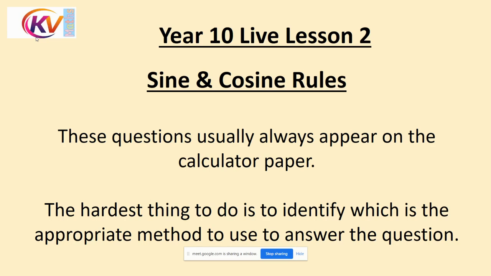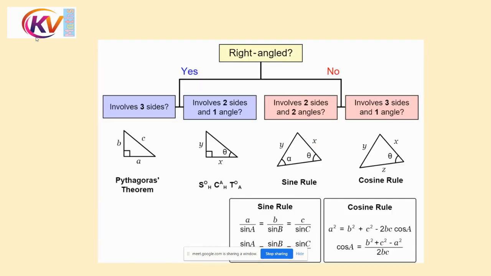You've got your base times height divided by 2, which is very basic, or you've got your half ab sine C area of a triangle as well. So all of those things could be linked to a triangle question, and your challenge is to identify what it is you need to use so that you can pick up the marks.